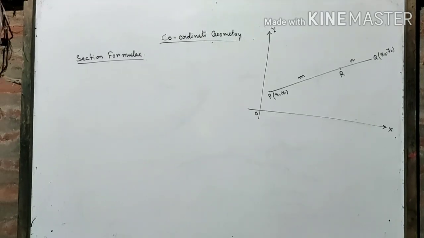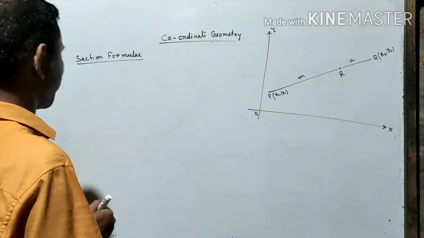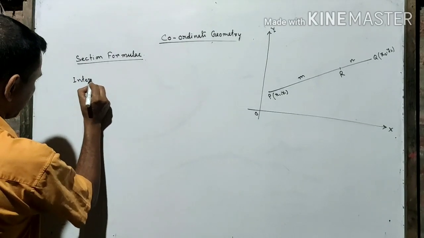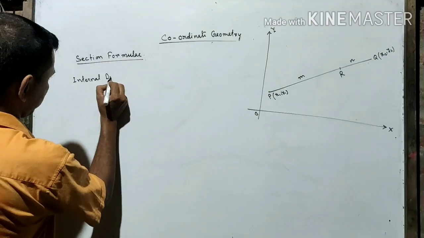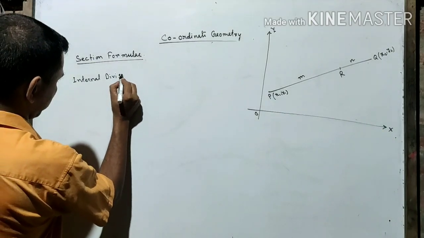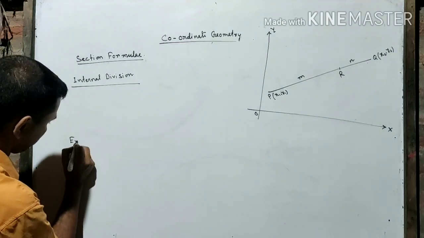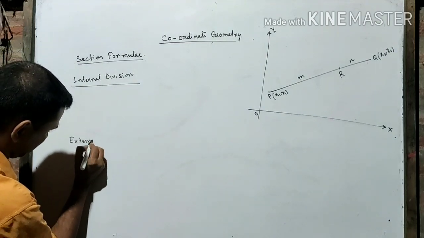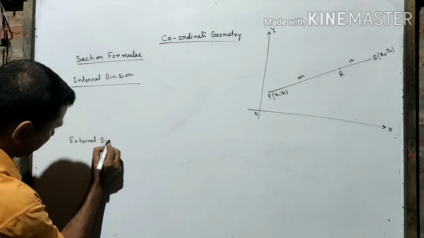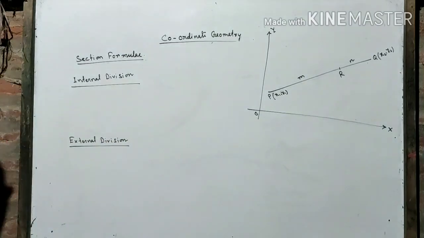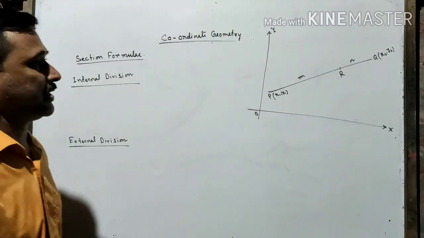So our next formula is the section formulae. There are two types of section formulae. One is for internal division and another is external division. First we will learn about internal division.